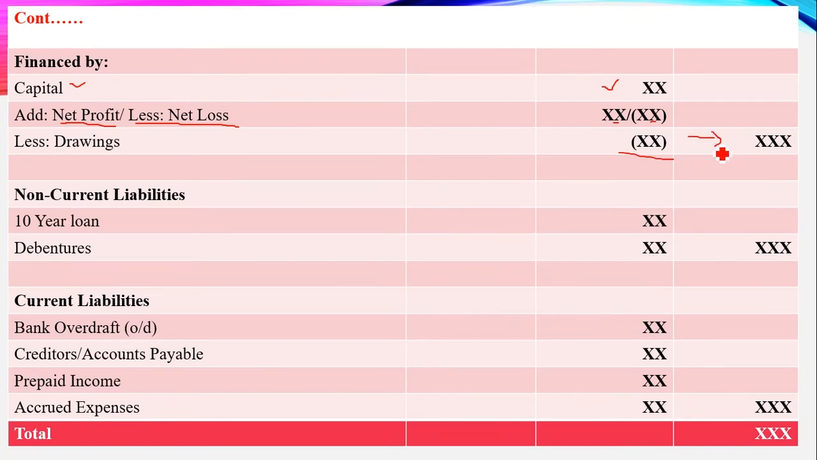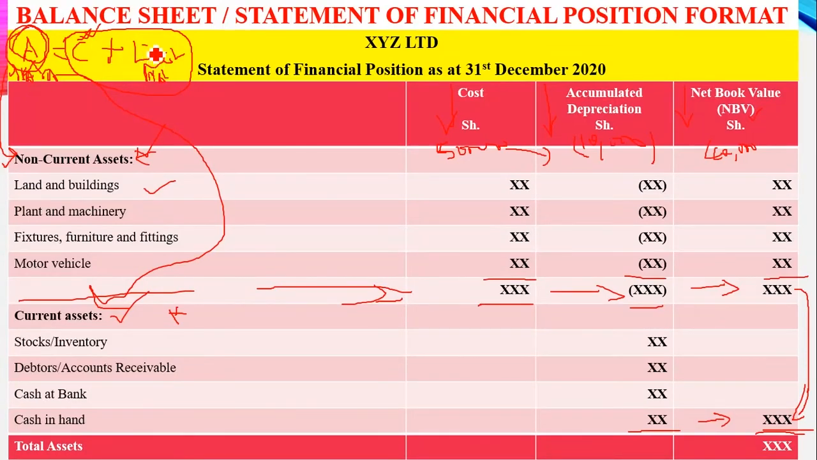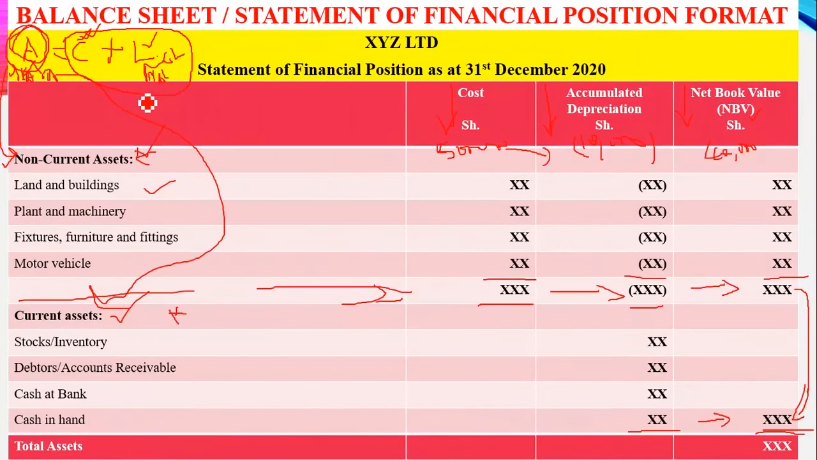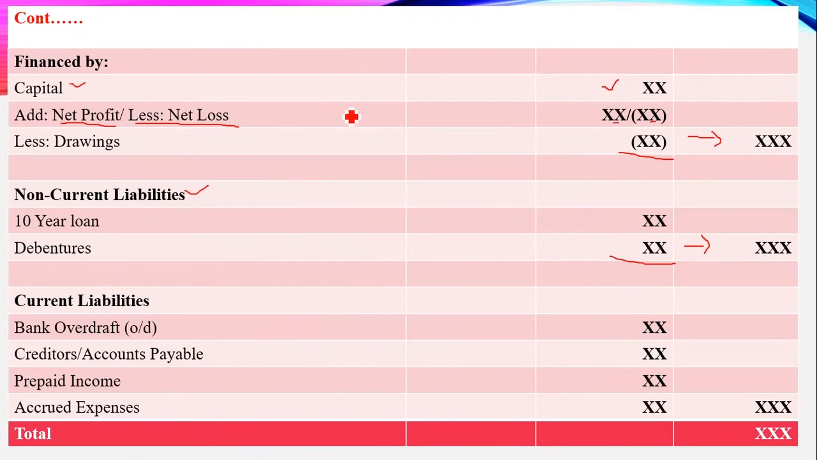The total is there. Then from there you move to what? Liabilities. And liabilities are divided into two. We have non-current liabilities and we have the what? The current liabilities. So we start with the non-current liabilities. You put the non-current liabilities. Let's say we have a 10-year loan, we have debentures. Get the total, put the total there. Then you move to the last item, which is current liabilities. So you move to current liabilities here.